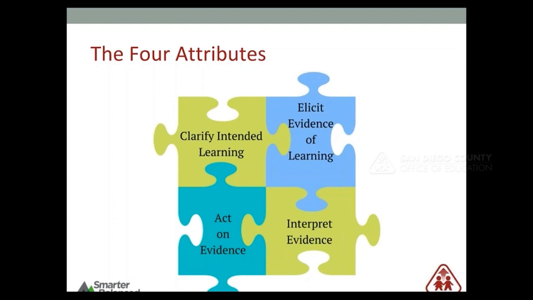And then the third attribute is the interpreting of the evidence. Someone, whether it's the teacher, students, or peers, looking at it and then making some decisions around how close is this to the expectation. And the final piece is the acting on the evidence. What are those next steps that are taken to help move the learning forward?